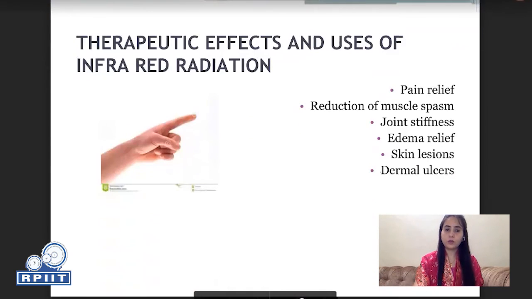Therapeutic effect and usage of IR. What are the therapeutic effects? Pain relief, reduction of muscle spasm, joint stiffness, edema relief, skin lesions, and dermal ulcers.